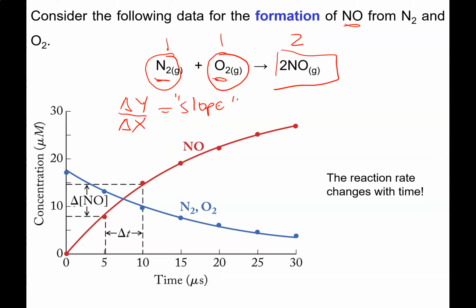And what we see when we look at the slope of this curve is that it's very steep near time equals 0, and it's less steep as time passes. So the key thing here is the rate of the reaction changes as time progresses. It becomes slower as time goes on, which kind of complicates things, doesn't it?